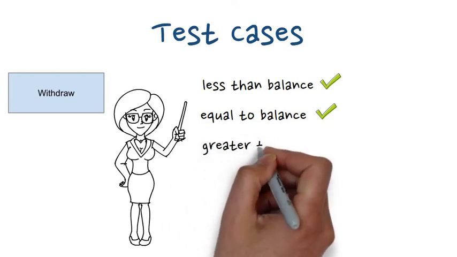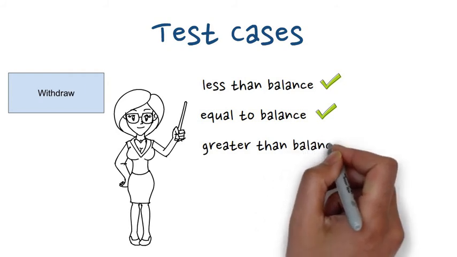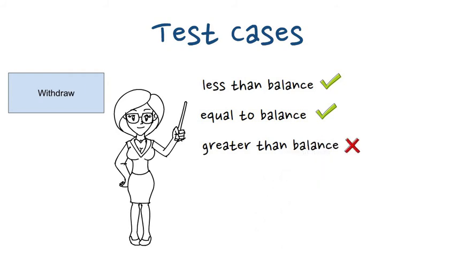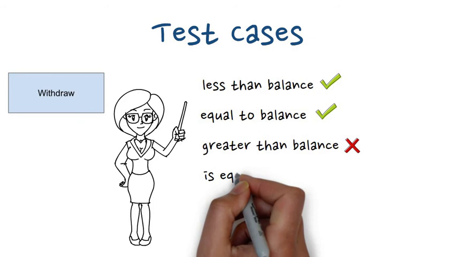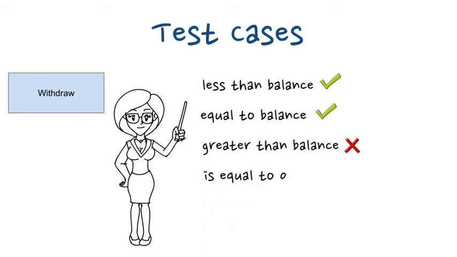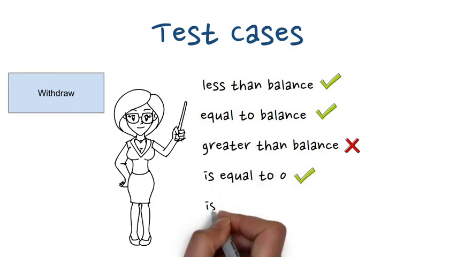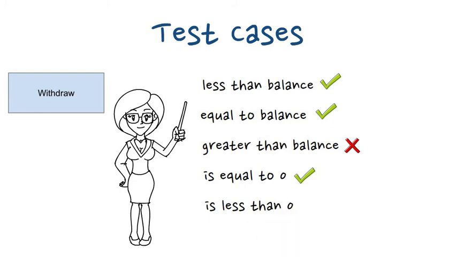Greater than the balance, and this test should fail, is equal to 0, and this test should pass, is less than 0, and this test should fail.